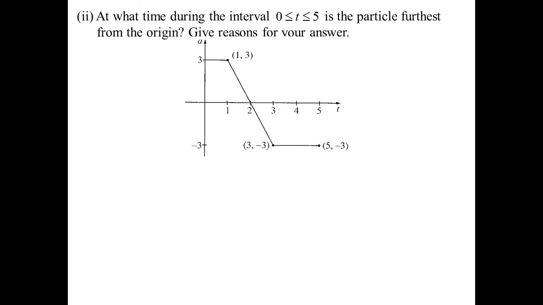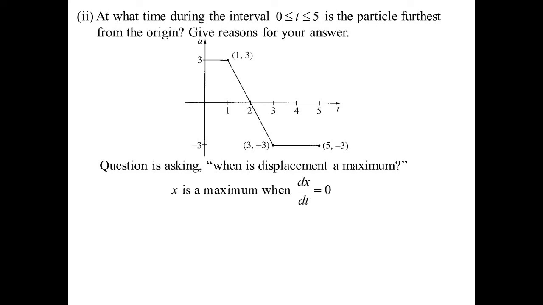So at what time during the interval is the particle furthest from the origin? And this time they want us to give reasons for our answer. Okay, so our question is asking, when is displacement a maximum? When is it furthest from the origin? We know it's a maximum when dx/dt is equal to 0. So when our velocity is equal to 0.